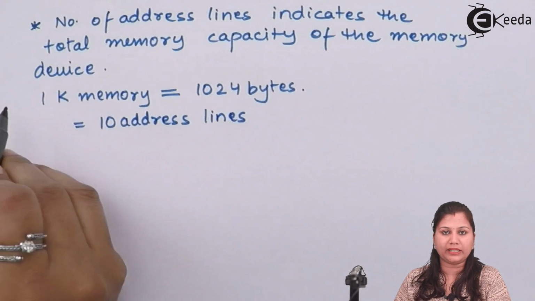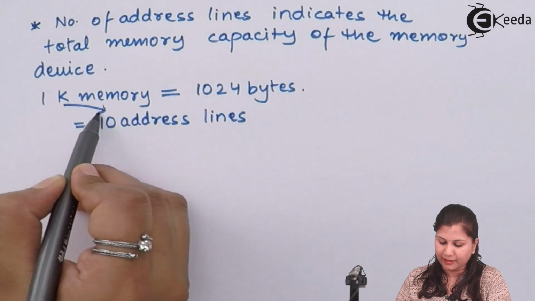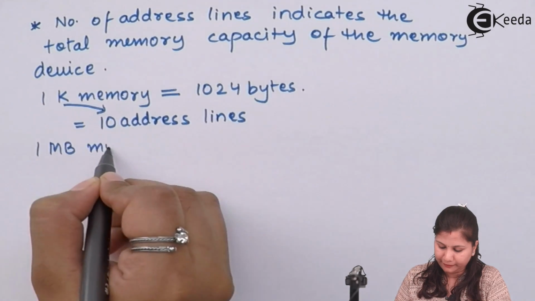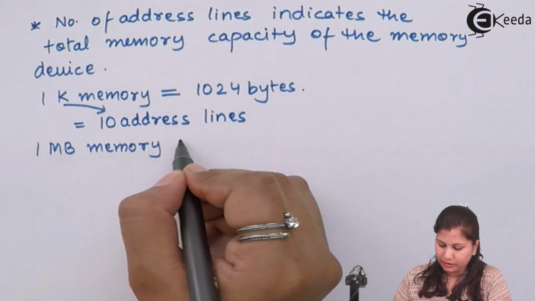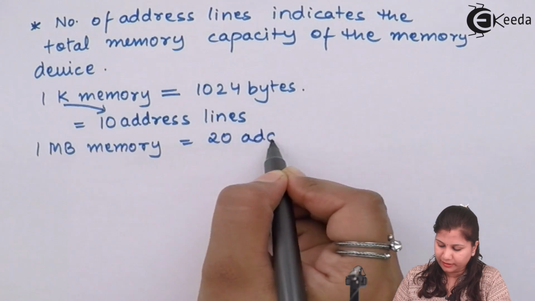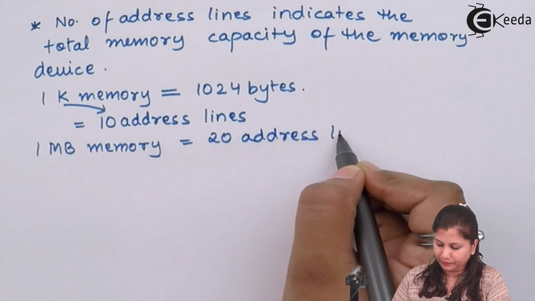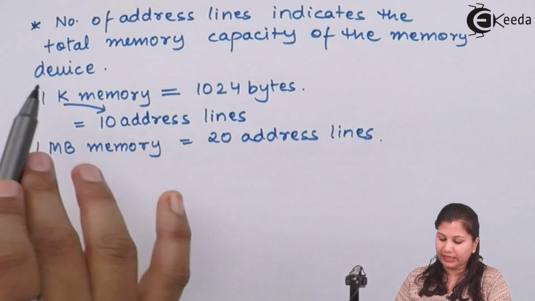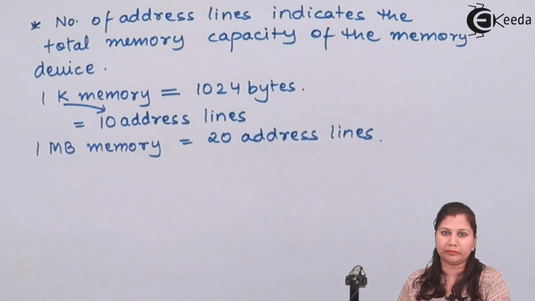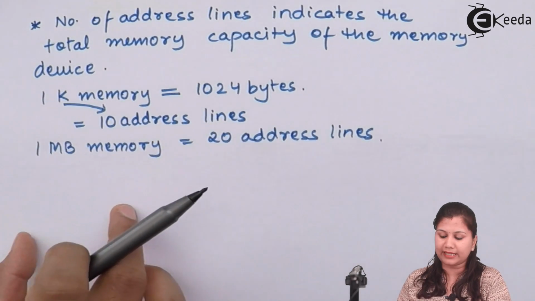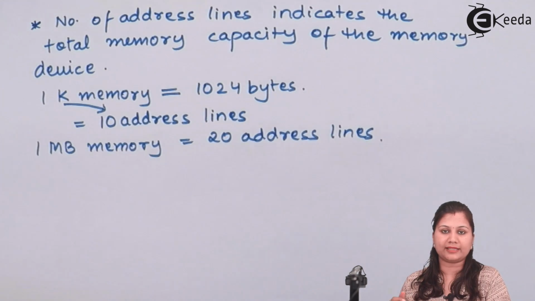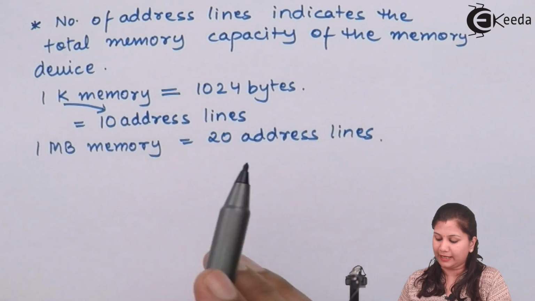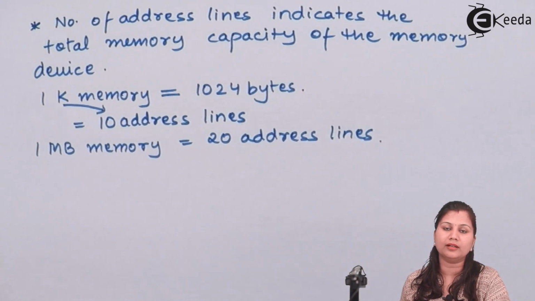So to address this 1 kilobyte memory, 10 address lines are required. And suppose if we are having 1 megabyte of memory, then 20 address lines are required. So you can say that the number of address lines indicates the total memory capacity of the memory device. If we are having 10 address lines, it means that the memory device has a storage capacity of 1 kilobyte. If it is having 20 address lines, that means it can store 1 megabyte of memory.